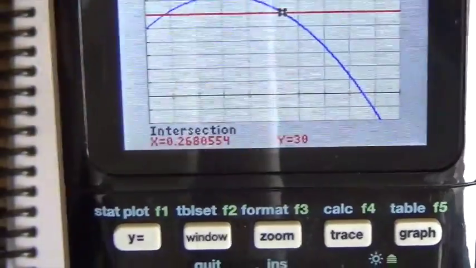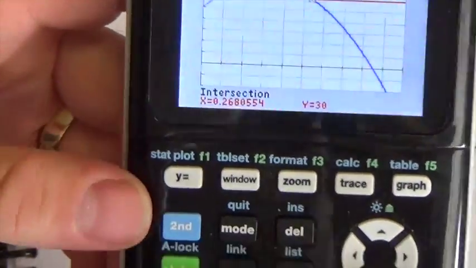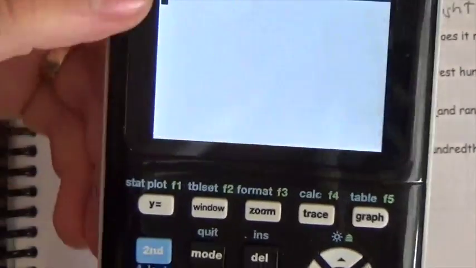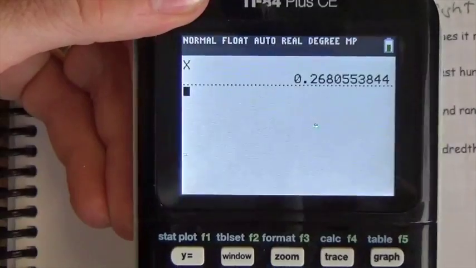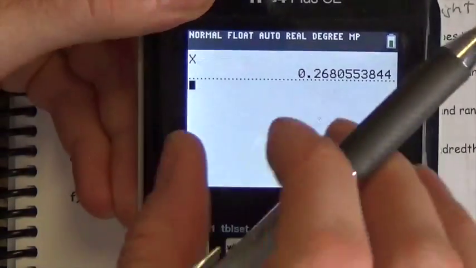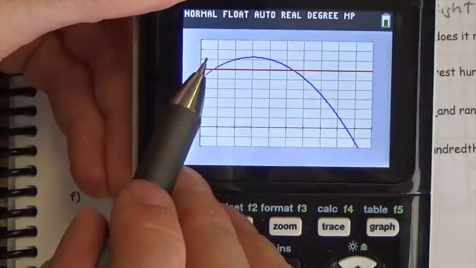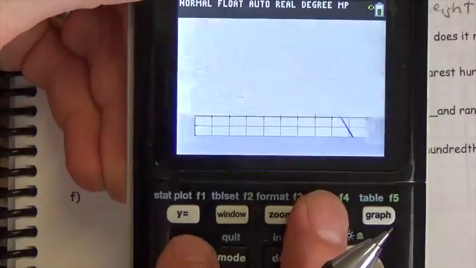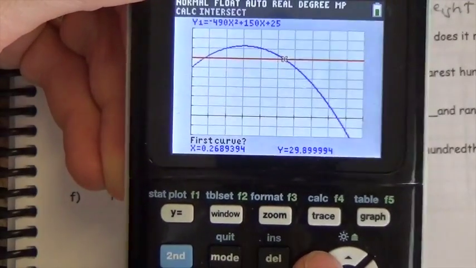Okay? Now, what you might want to do, instead of writing that down, is just quit. If you type in X right now and press enter, the calculator will write that all down. Now, just leave that for right now. Leave that number. Let's go back into the graph. Now I'm going to find this other point of intersection. So second trace, intersect.